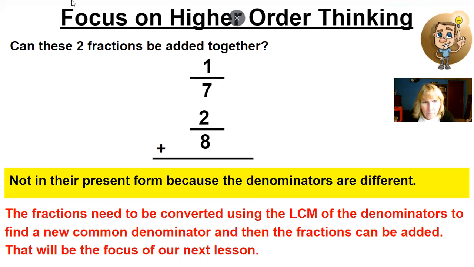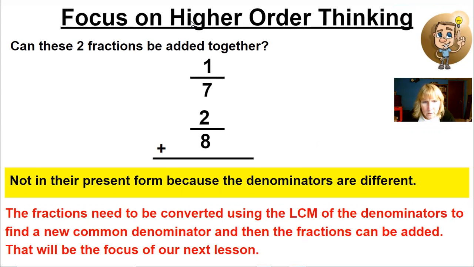Notice how the 7 is not the same as the 8. So we can't just add the numerators because the numbers on the bottom are different. The fractions first have to be converted to using the least common multiple of the denominators to find a new common denominator. And then we can add the fractions. So that's the focus of our next lesson.